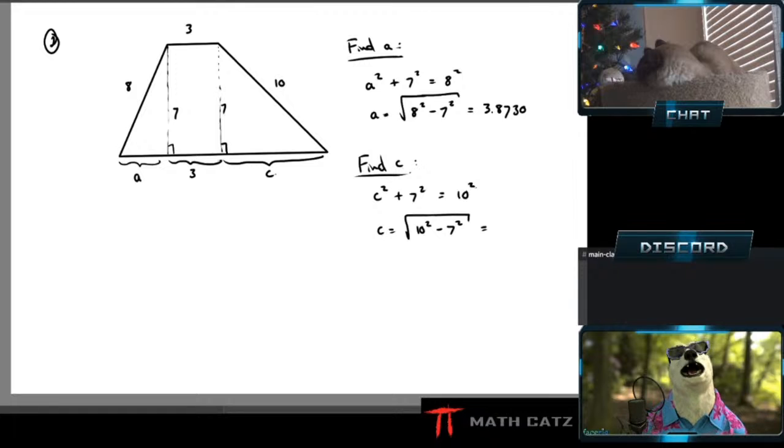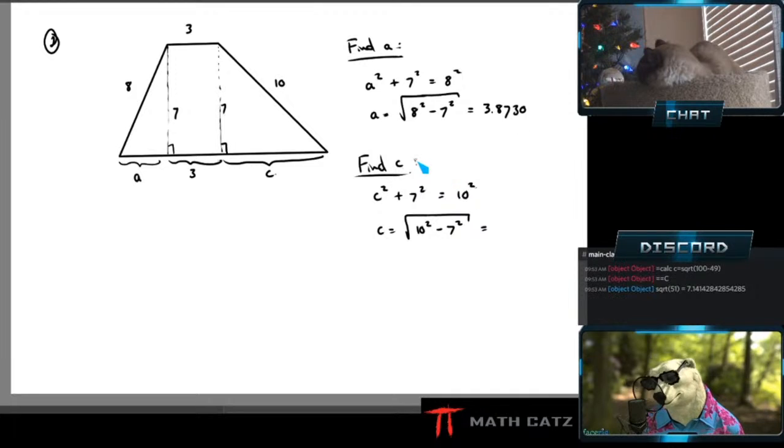Let's do that. I will calculate it as C and square root. I'll just type in 100 minus 49, like so. Let's see what C is. C, whoops, is 7.114.